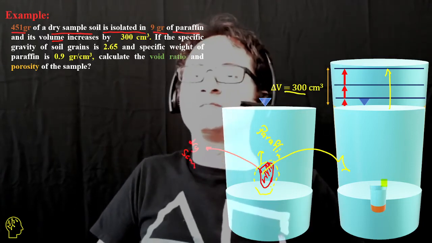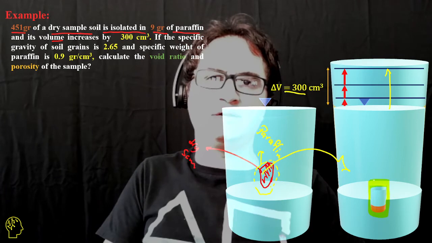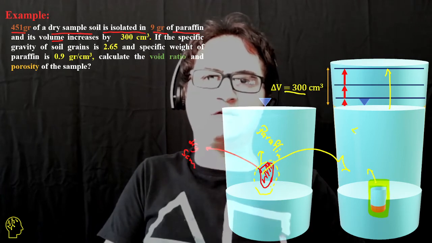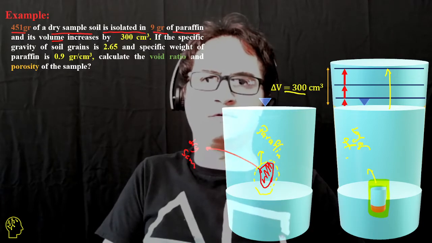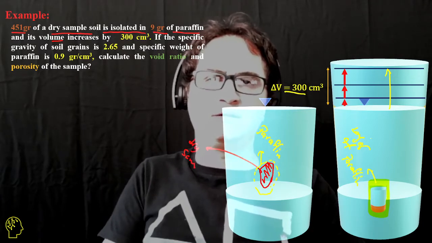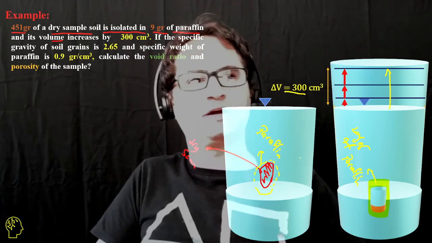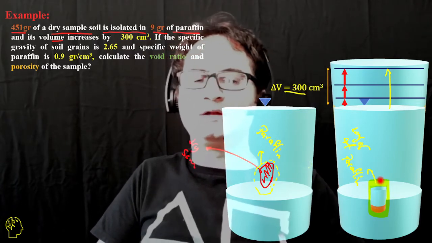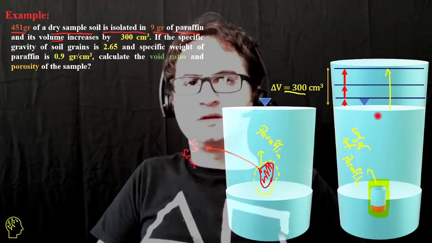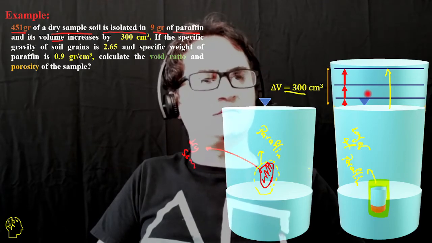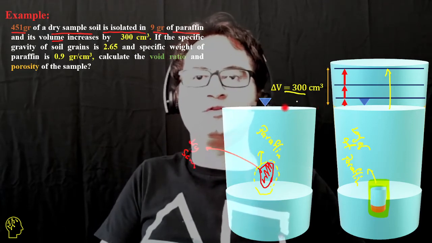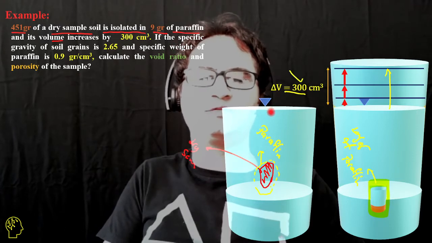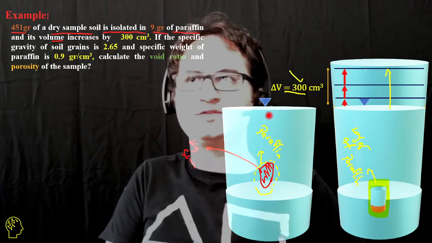So if we isolate it with a layer of paraffin, then put it inside the water, the increase in the water height, or volume, is 300 centimeter cubed. So we have an increase.